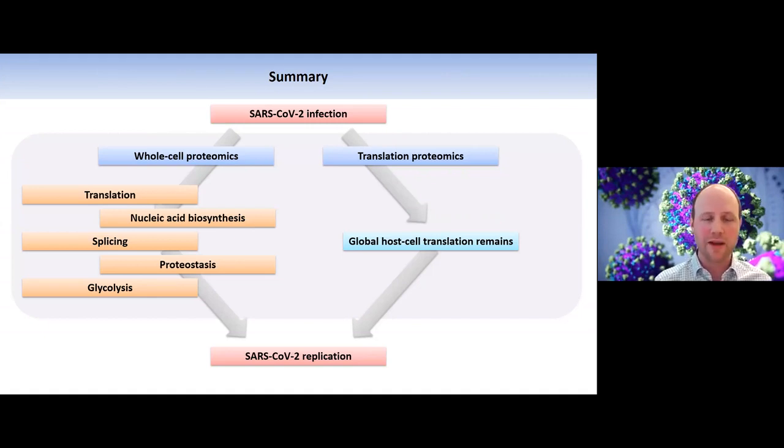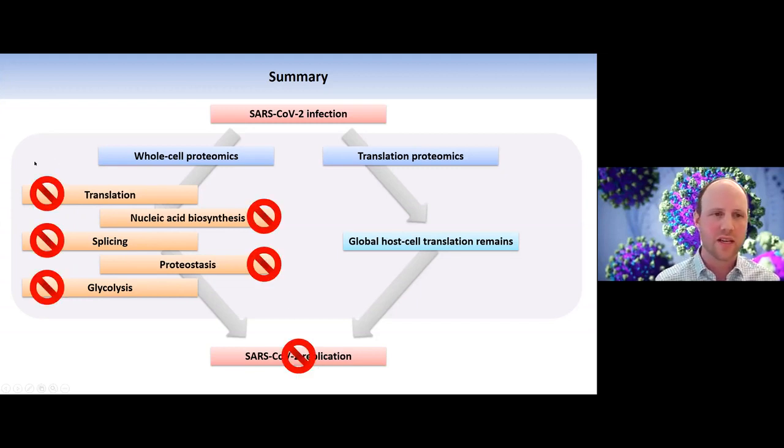And part of that might be driven by upregulation of the translation machinery. But we also saw a couple of pathways in the cells that were upregulated. I mentioned some of them. There was translation, nucleic acid biosynthesis, splicing, proteostasis, and glycolysis that were all increased upon infection. We assumed it may have an effect on SARS-CoV-2 replication in the cells, and indeed, inhibitors for these different pathways individually all led to inhibition of viral replication.